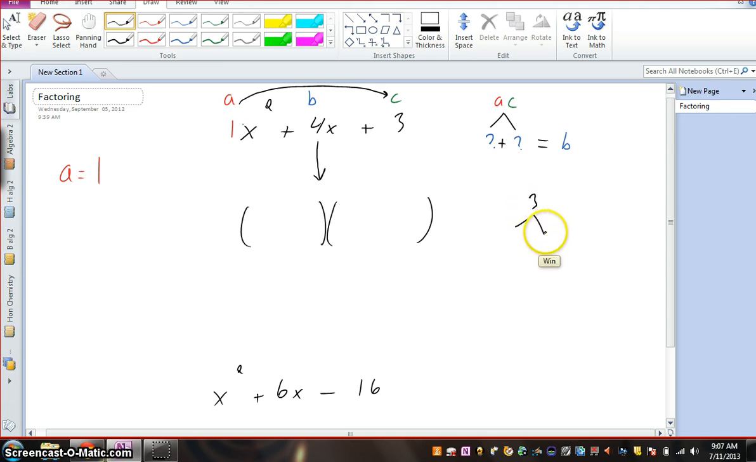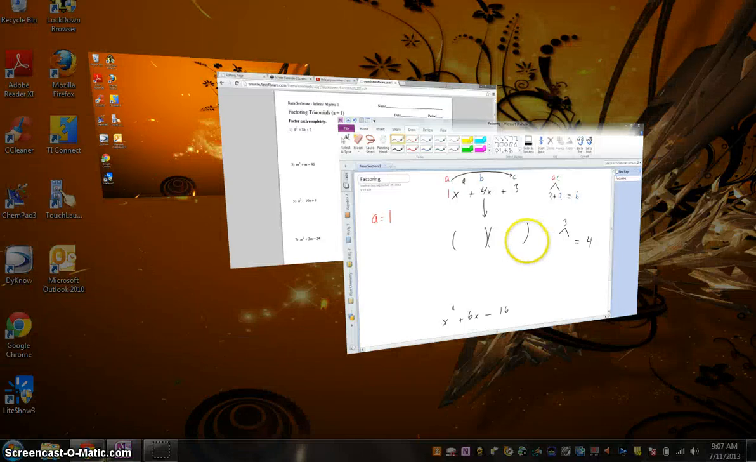Okay, and we need them to add together to get... where's the number? 4. Okay, so again, we multiply to get A times C, which is 1 times 3, and we add together to get our B term, which is 4.